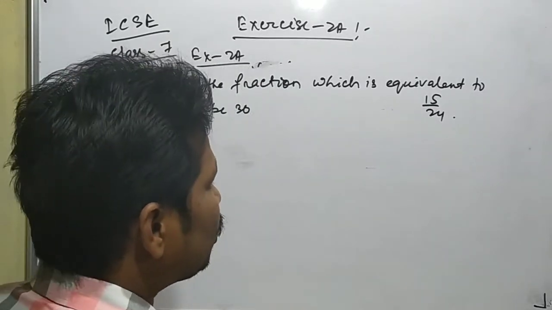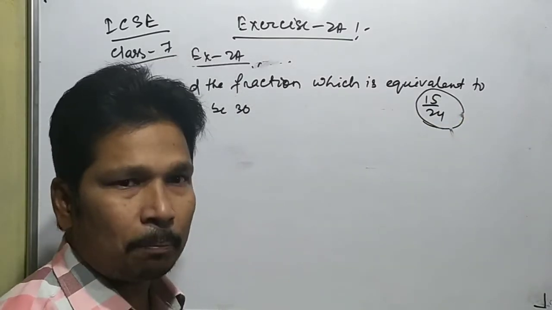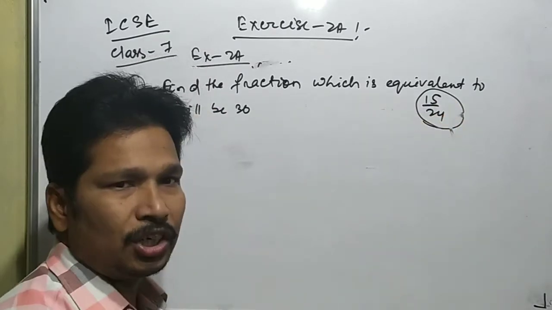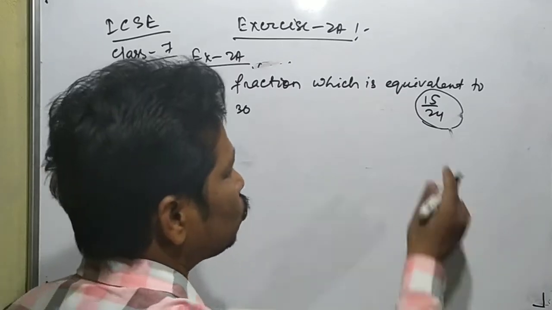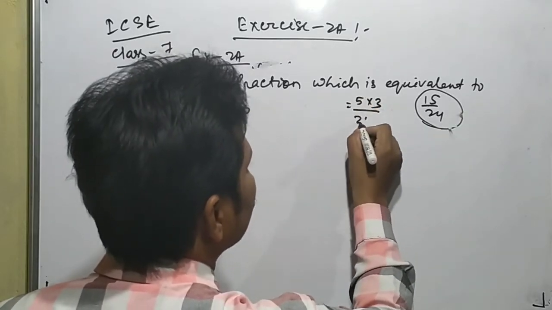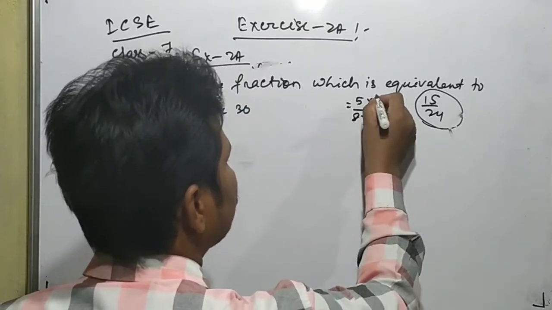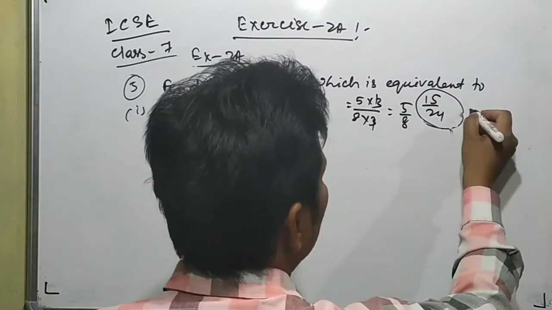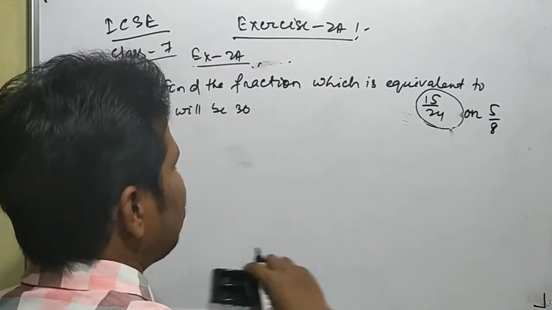First of all, we have to see whether the given fraction is in the simplest form or not. We can see that 3 can be cancelled from the numerator as well as the denominator. So first we convert it into the simplest form. 15 by 24 is equal to 5 into 3 divided by 8 into 3, the 3 cancels, equal to 5 by 8. So the simplest form is 5 by 8. We can write that 15 by 24 is equal to 5 by 8.